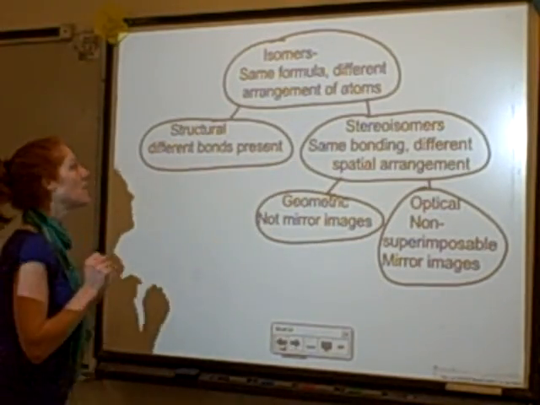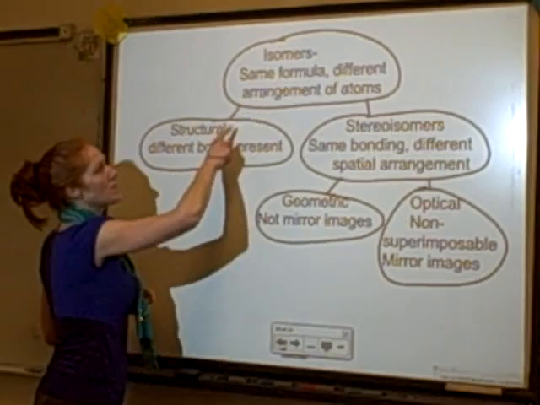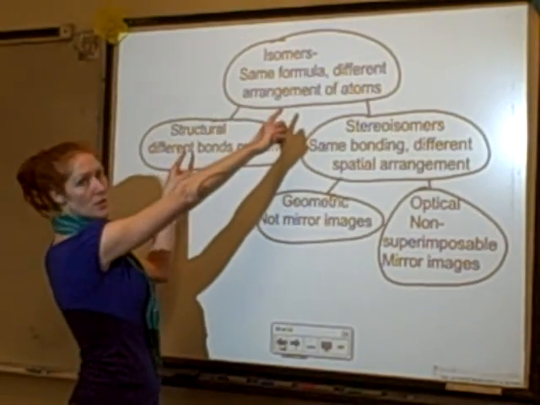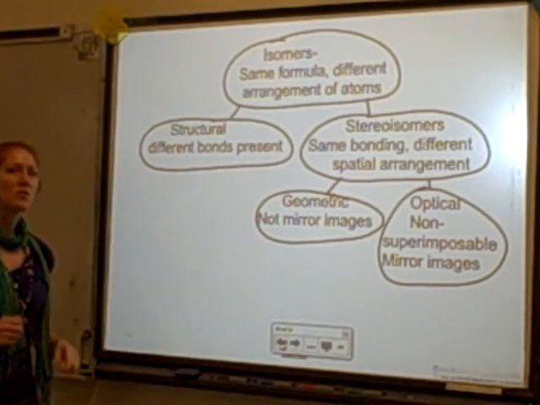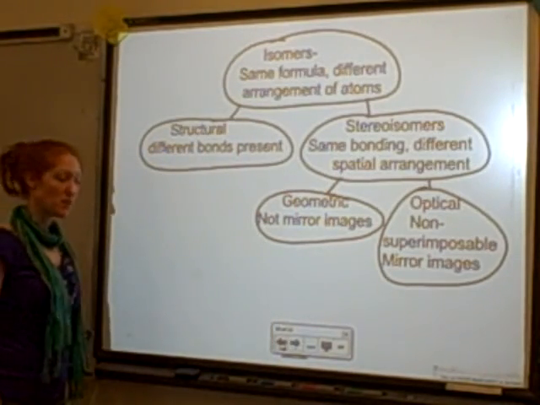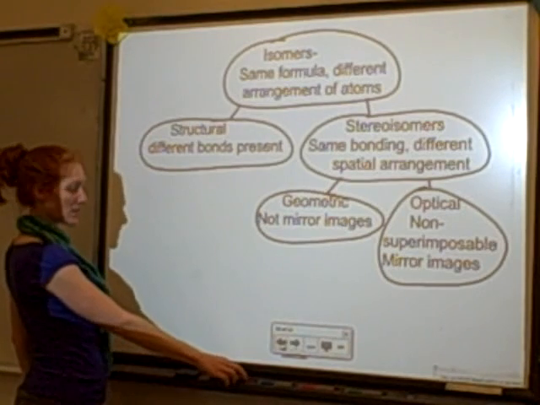Bonded or arranged. So structural is one of these branches. Isomers either come as structural isomers, or they come as stereoisomers. The structural isomers are the easiest ones to see. It's when you have different bonds present, or different bonding present.